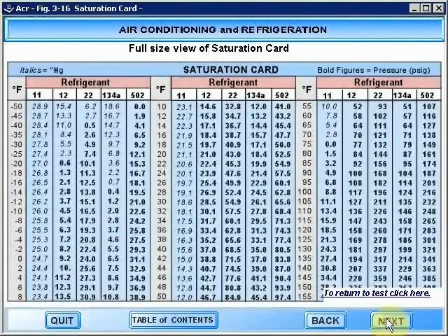This is a full-size view of a typical saturation card that is available from your local supply house free of charge. This card has 5 different refrigerants, and the card can be folded to fit into your shirt pocket. We are going to know exactly how to use this card.